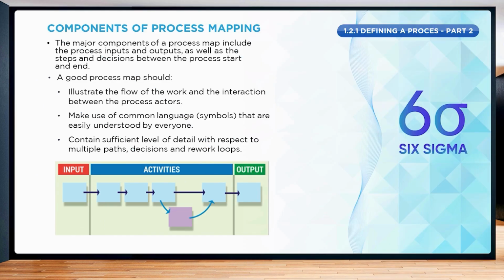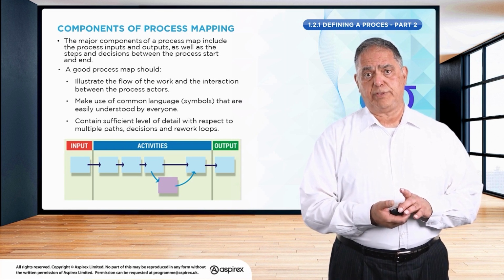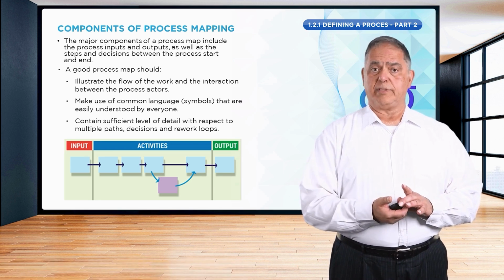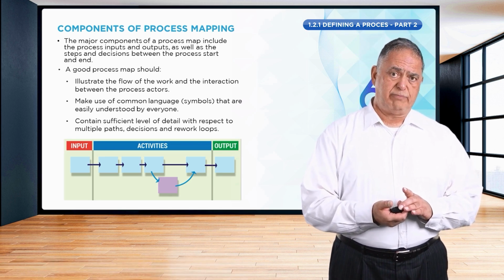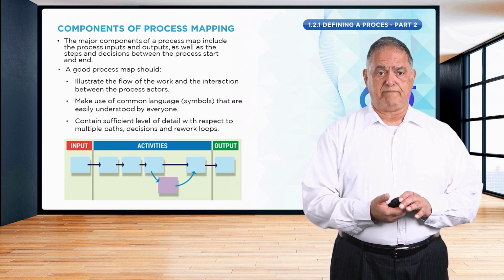Regarding components of process mapping, if we think about a process map, the basic components are the process start and the process end, and these capture the scope of the process. Also, we have inputs, we have outputs, and we have process actors participating in the process. Some of them are suppliers of inputs. Some of them are customers receiving the outputs of a process.